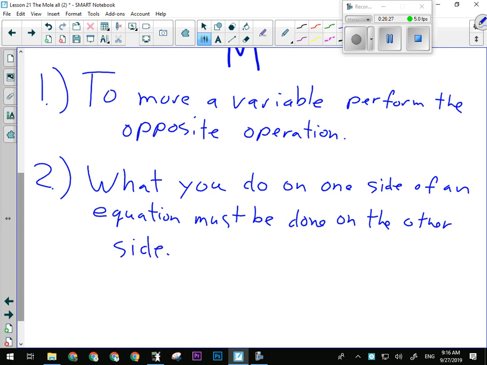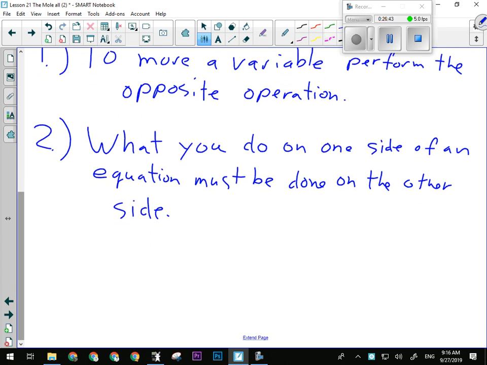Short way of saying that, what you do to one side, you do to the other. Okay? But if I subtract something from one side of the equation, I also have to subtract it from the other to balance. Okay? And the third rule, and it won't even apply to this formula, okay? Isolating.